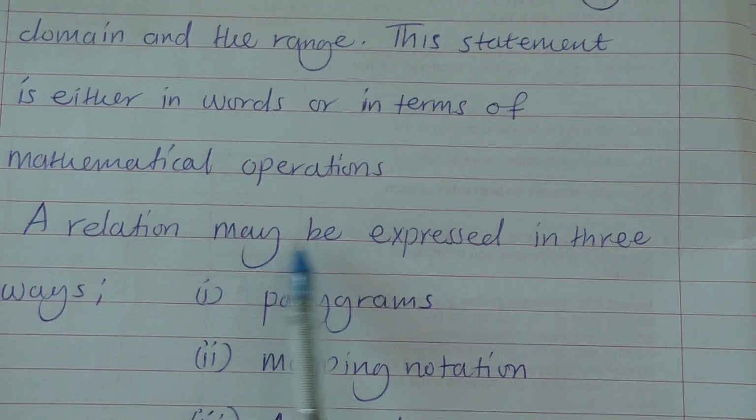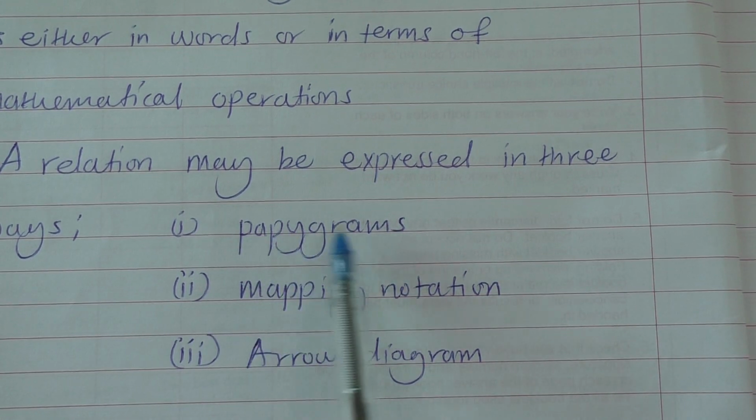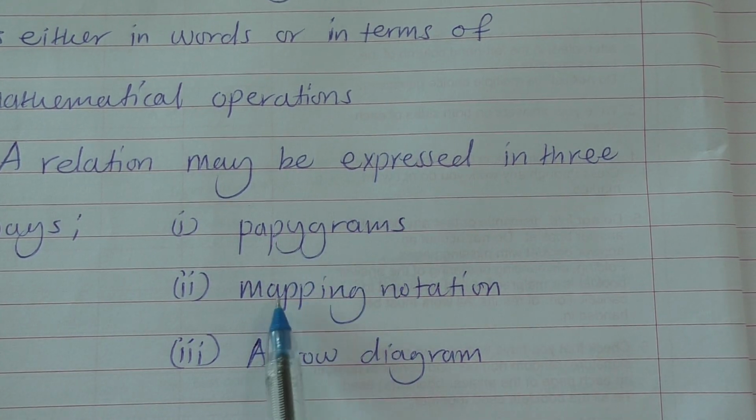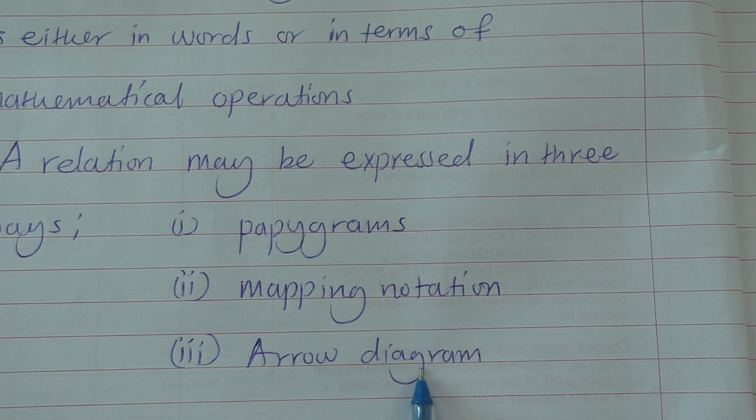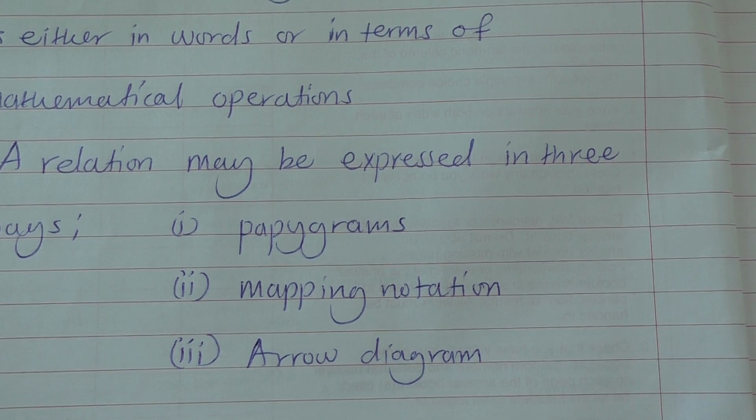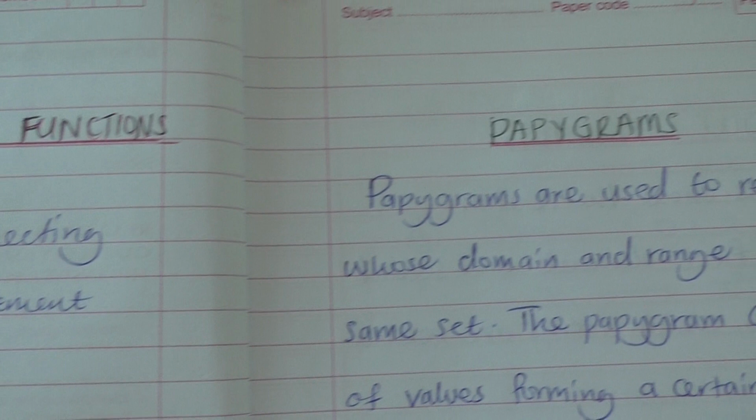A relation may be expressed in three ways. One, we can use papygrams, or we can use mapping notation, or we can use arrow diagrams. We are to look at all of these, starting with papygrams. What's a papygram?